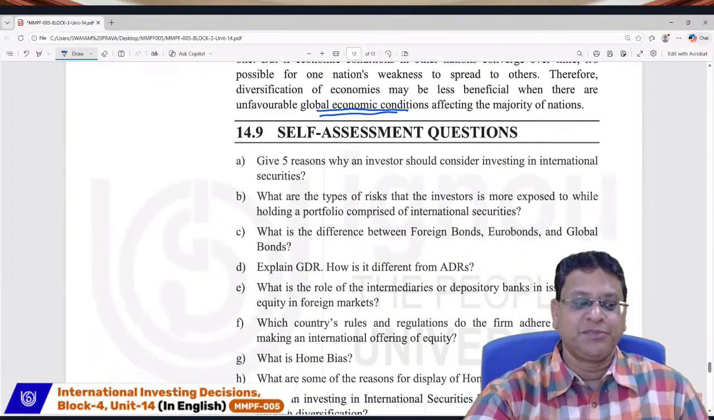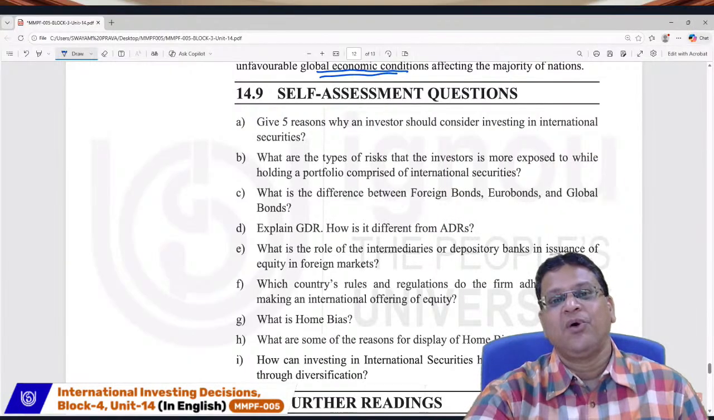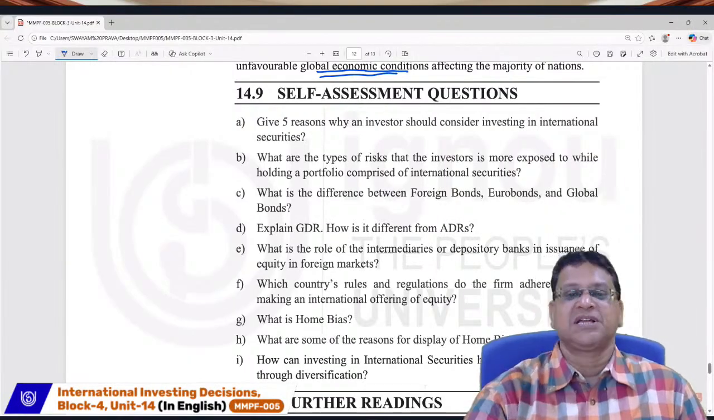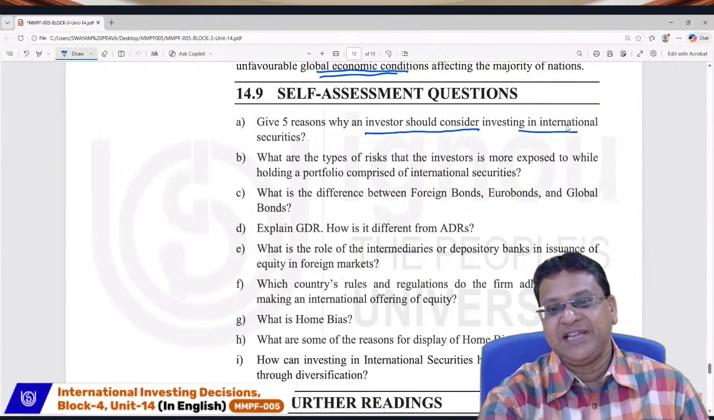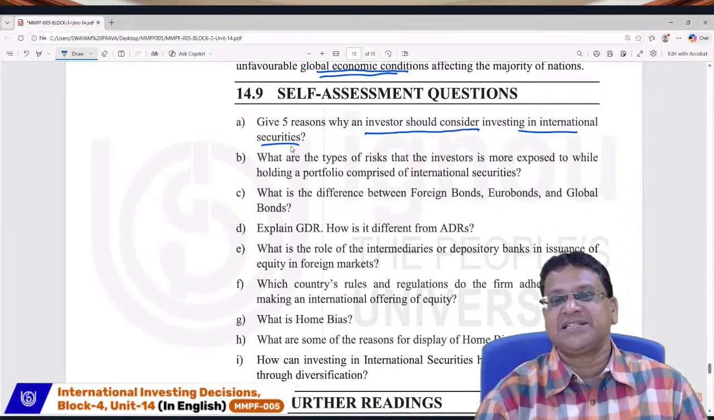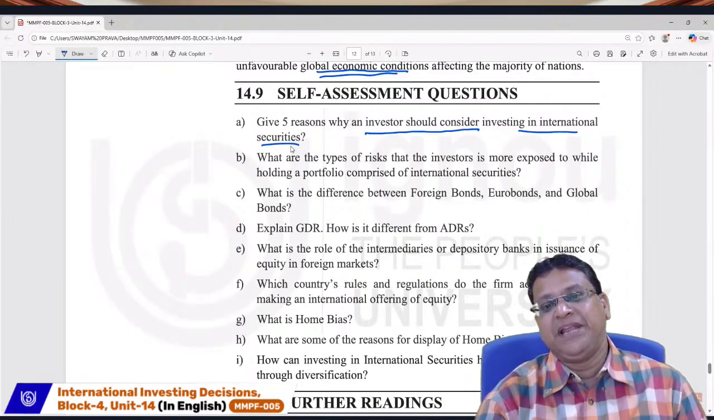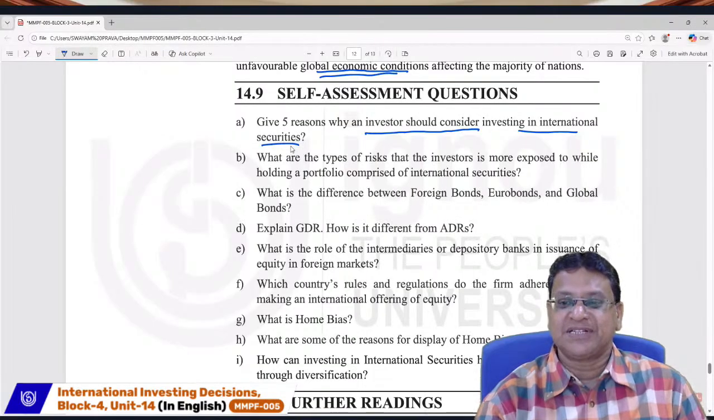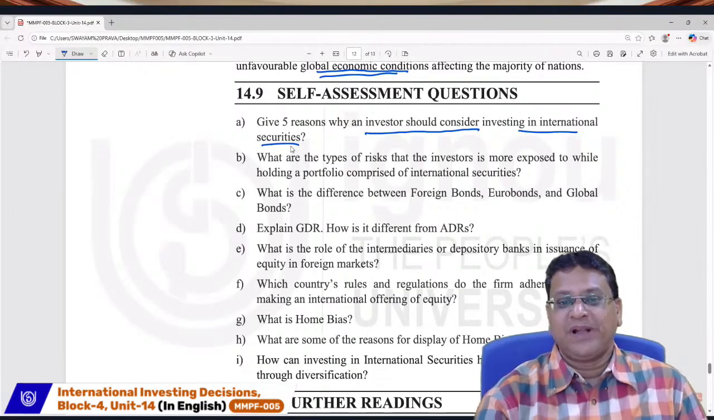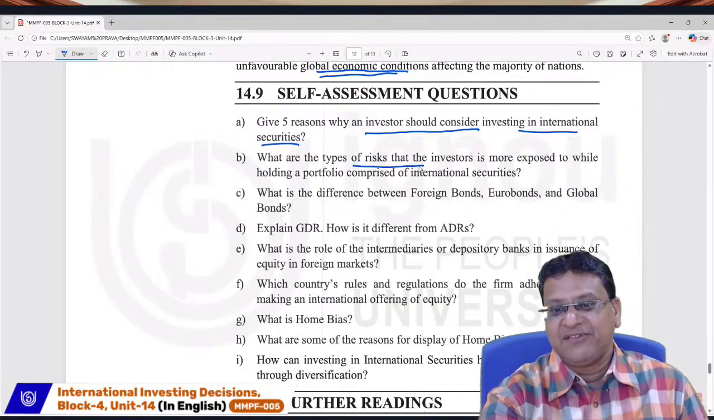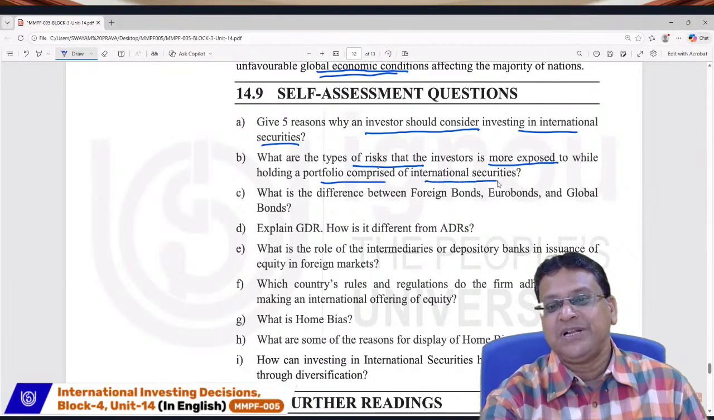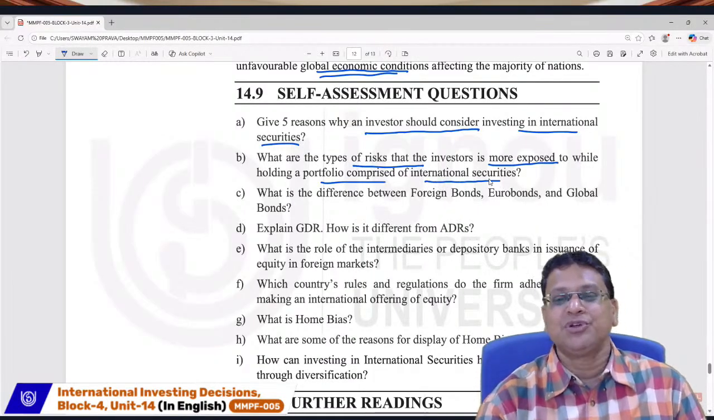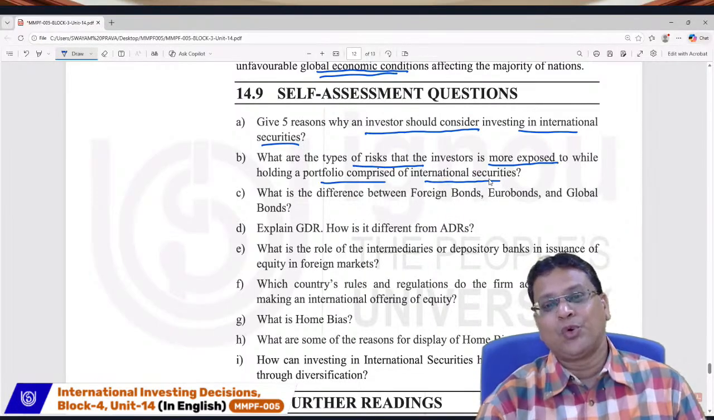So these are some of the self-assessment questions on our discussion today. First, give 5 reasons why an investor should consider investing in international securities. In this case, you have to write down the benefits of international portfolio investment. What are the types of risks that an investor is more exposed to while holding a portfolio comprised of international securities? We know that the most important risk is exchange rate risk, control risk.